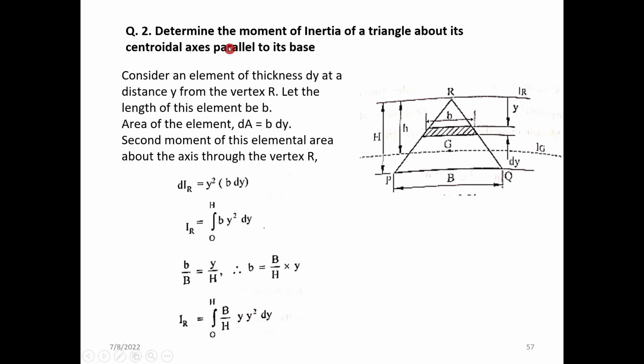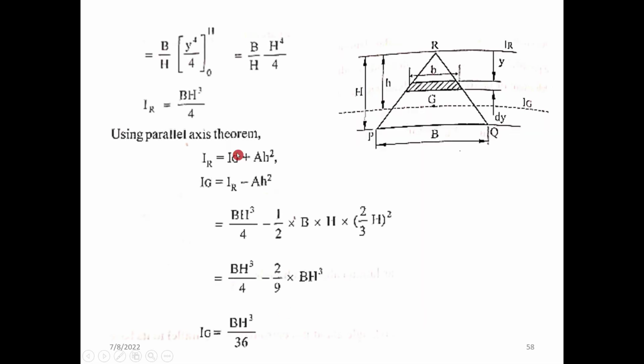So we have to determine the moment of inertia of a triangle about its centroid axis parallel to its base. We have the centroid axis given by the dotted line, and the base is PQ. So IR is equal to the integral from 0 to h of b into y square dy. We know by the relation small b by capital B is equal to small y by total h. So b is equal to capital B by capital H into y. On substitution, we'll get the value as B h cube by 4.